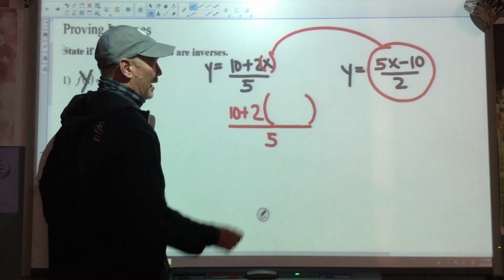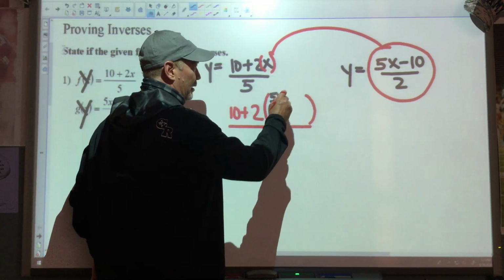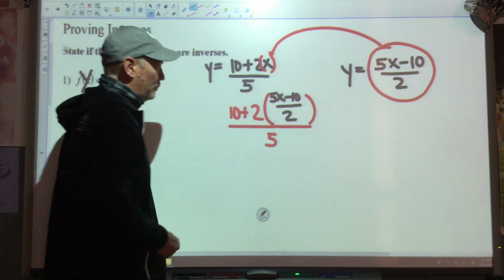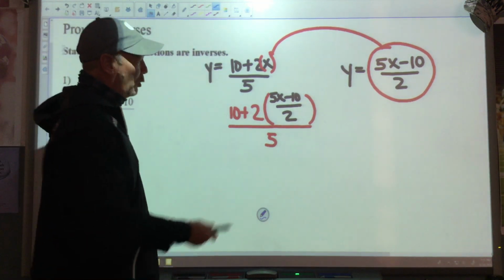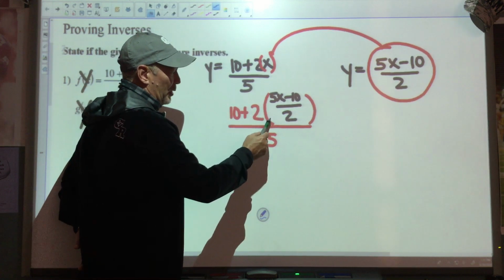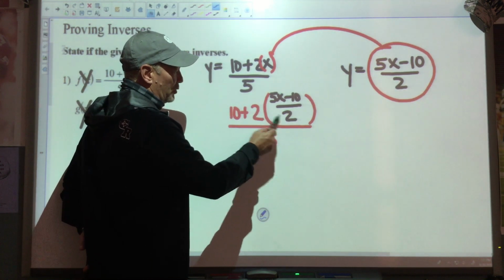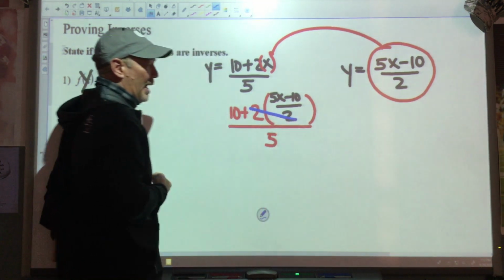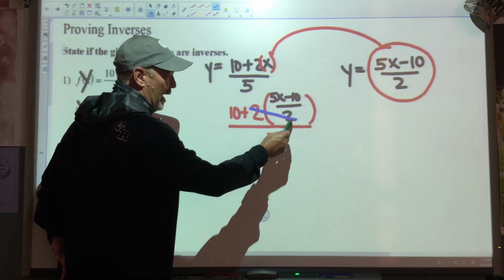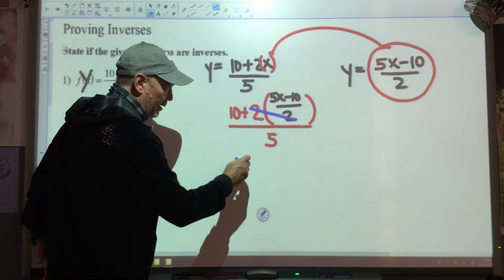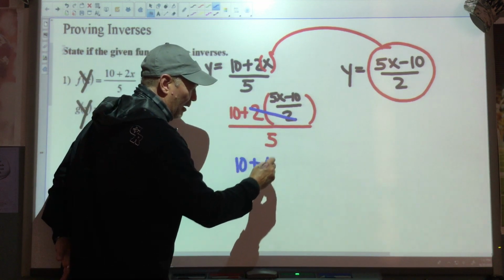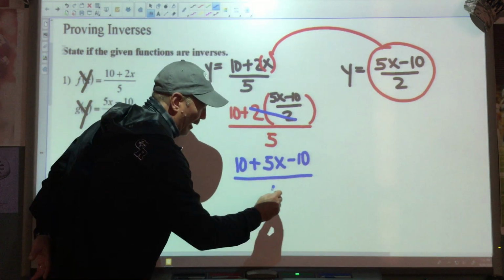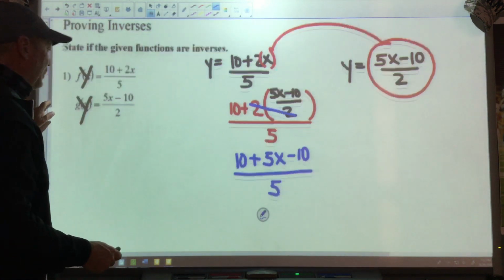So we're going to come in and say 5x minus 10 divided by 2. Look what we have here. Since the 2 is next to the parentheses, this is multiplication. And look what's going to happen to these 2's once it's multiplication. These 2's will cancel each other out. And when they cancel each other out, I will be left with 10 plus 5x minus 10 over 5.